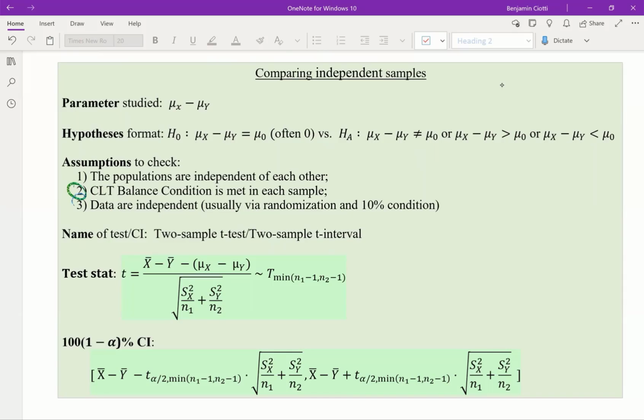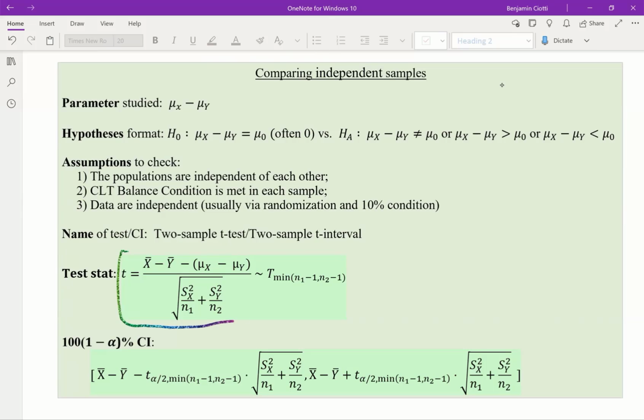The other two assumptions are both familiar. They're both what we already know to be the case for a t-distribution. So notice that the first assumption here says that the two groups are independent of each other. The third assumption says that the data themselves are independent within the group. So in other words, you need independence both within and between groups.